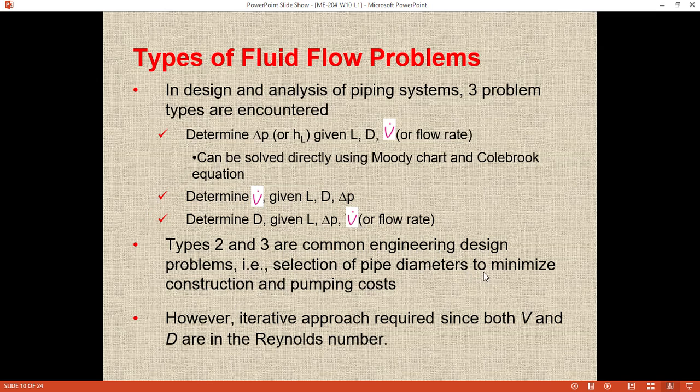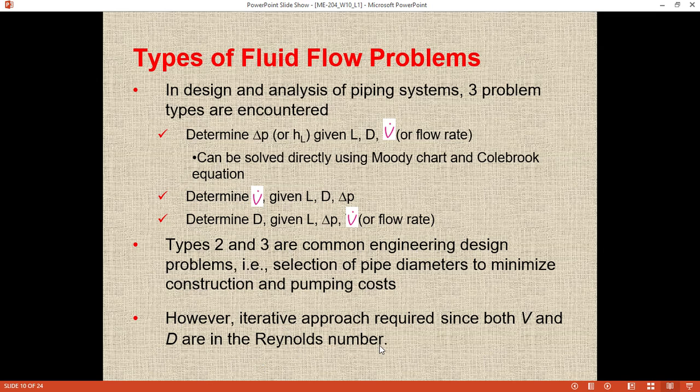Selection of pipe diameter to minimize construction and pumping cost. Normally we either determine the pressure drop in the pipe, or if the pressure drop is given, we determine the diameter. If the pressure drop, diameter and length are given, we determine the volume flow rate. These are the types of problems we face in practical life. However, an iterative approach is required since both V and D are in the Reynolds number.